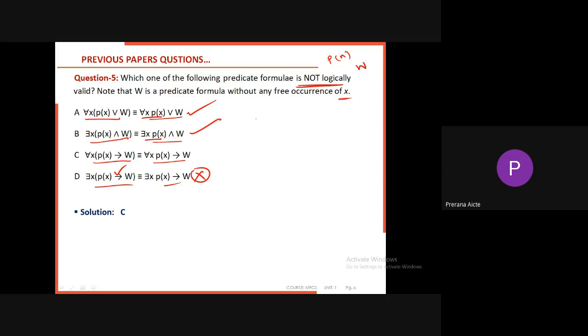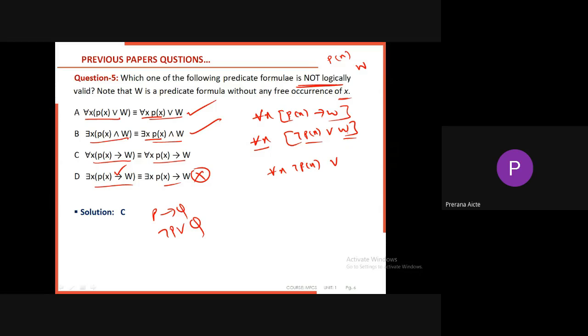Why? Because let us take a few small steps for this. For all x, P of x implies W. This is given here. It is just like P implies Q. We have the formula P implies Q, that is negation P or Q. So we can write negation of P of x or W. Now I will apply for all x to the first predicate, so that is for all x, negation of P of x, or W. For this particular W, we cannot apply for all x. Why?